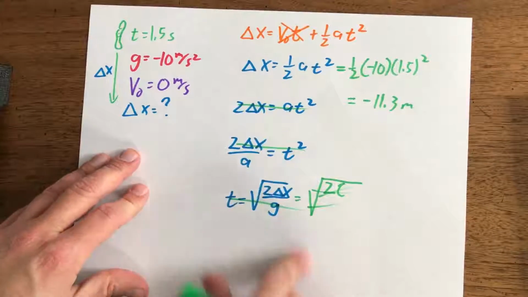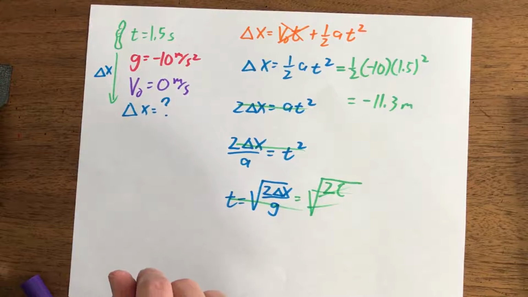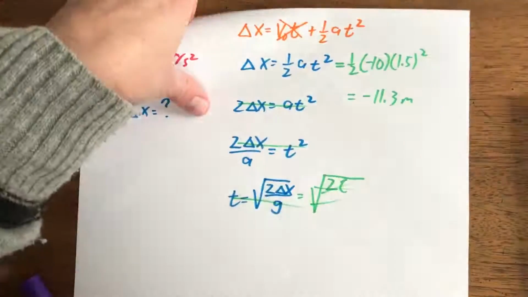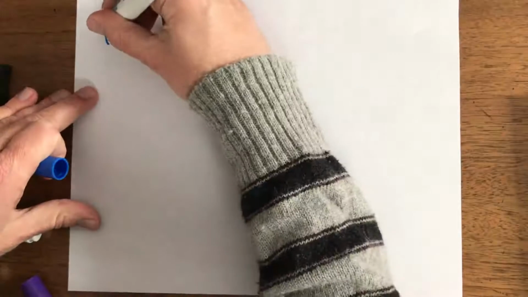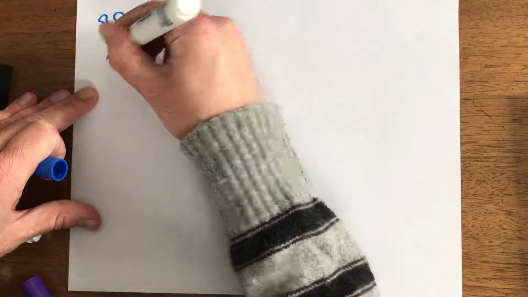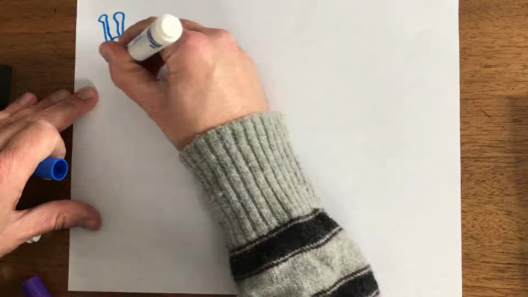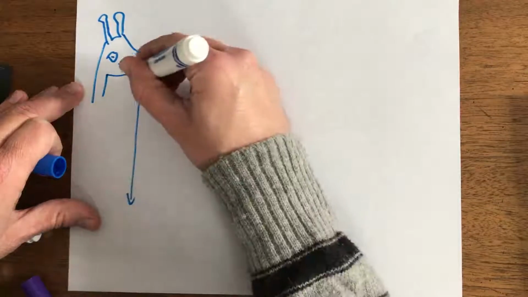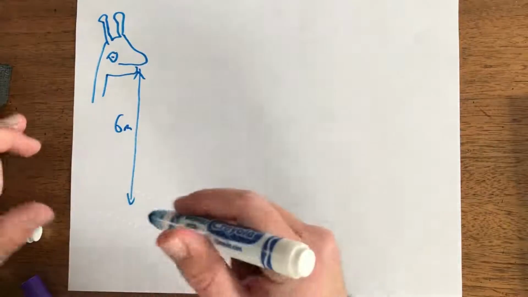So this bit that I got into right here, that is what we'll do on the next one. We will look for the time it takes to hit the ground there. So let's do the last one with the giraffe. And so it says the giraffe drops a twig and they're 6 meters tall. So here's our little giraffe. So here it is, 6 meters to the ground here. So how much time will that take?